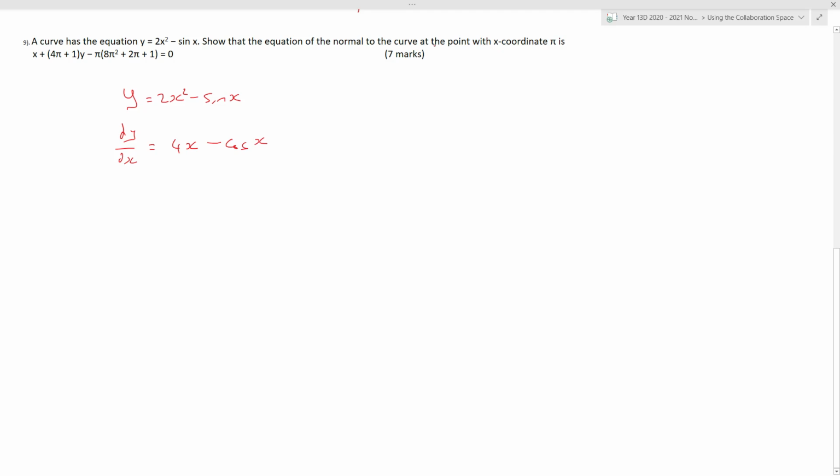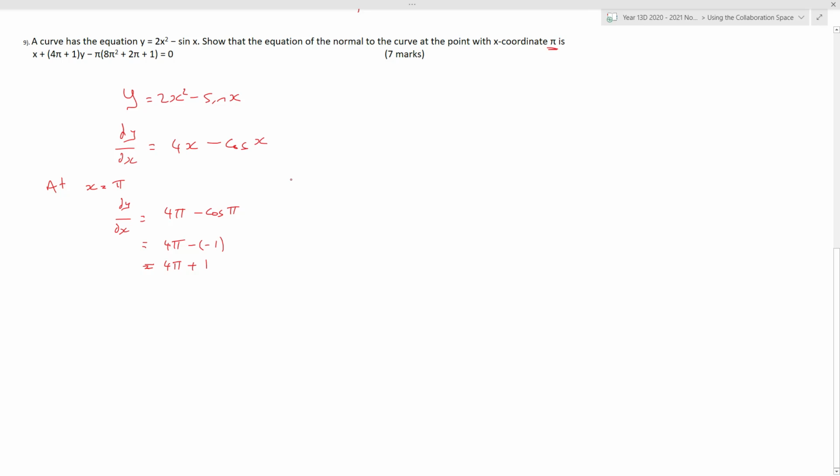Now, it says find the equation of the normal to the curve at the point where the x-coordinate is pi. So they've given us the x-coordinate. I mean, we can work out the y-coordinate, just stick it in there. But let's just look at the differential. So at x is equal to pi, dy over dx is equal to 4 pi minus cos of pi. And we know that cos of pi is minus 1, so it's going to be equal to 4 pi minus minus 1, which is 4 pi plus 1.